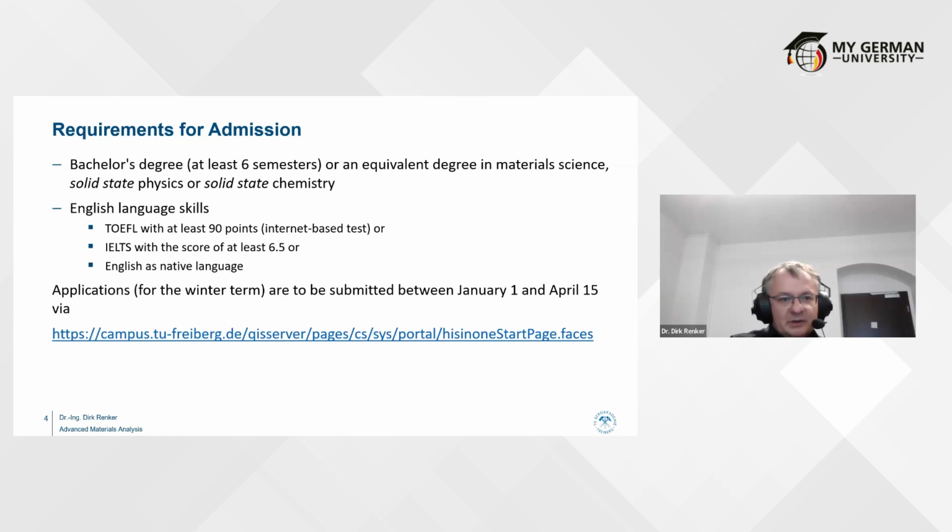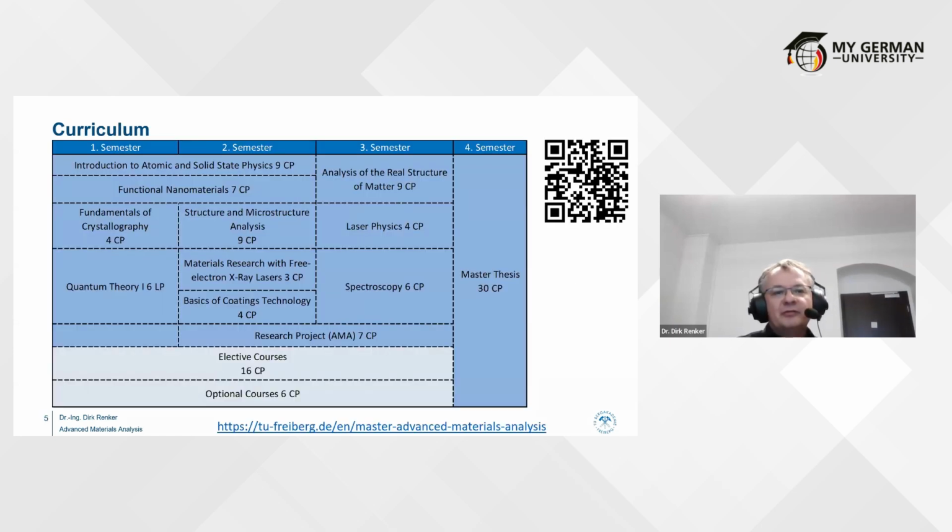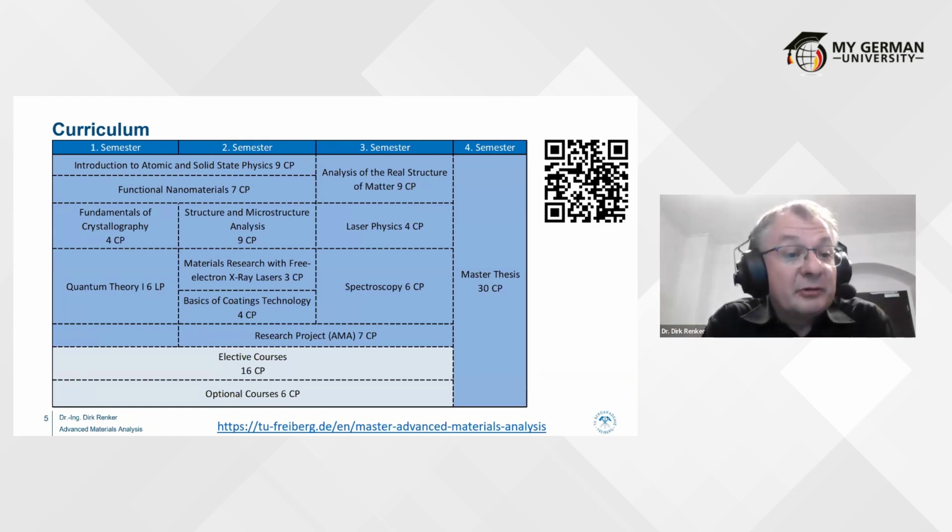Okay. So then, what is the content? You see the dark blue, also the blue, these are the mandatory courses. Now you have the introduction to atomic and solid state physics, functional nanomaterials. That was a wish of the students. We have a new regulation, and sometimes the wishes of the students have an influence on this plan. Fundamentals of crystallography, quantum theory, and you see structure and microstructure analysis courses, also materials research with free electron X-ray lasers.